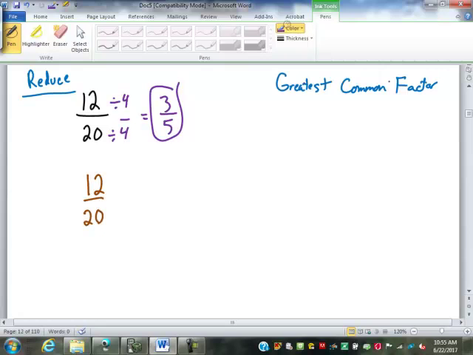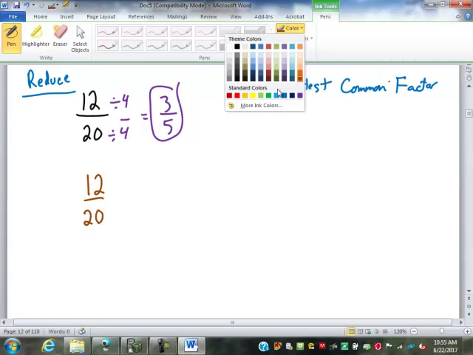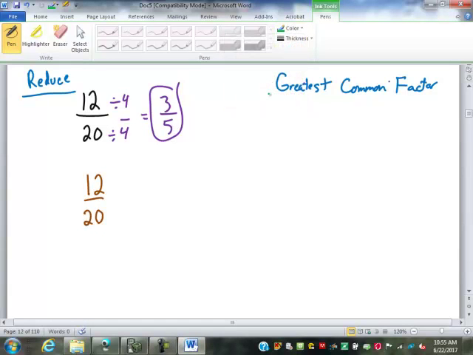What if you didn't? What if I looked at this and I said, well, I know they're both even, and all even numbers can be divided by 2. Would it be okay to divide by 2? Yeah, what's 12 divided by 2? 6. What's 20 divided by 2? 10. That's still correct. It's still the same value.